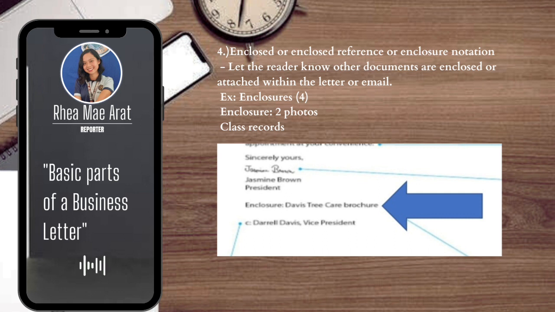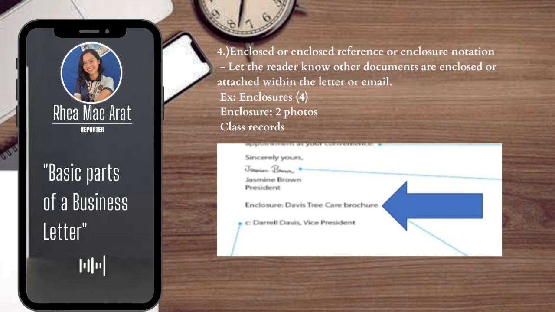Another example is enclosure colon and then state the other documents, just like 2 photos and a class records. But just like here in the example and the photo I provided, in the writer's letter, his or her enclosure is Davis Tree Care brochure. So the other document attached to this writer's letter is a brochure.